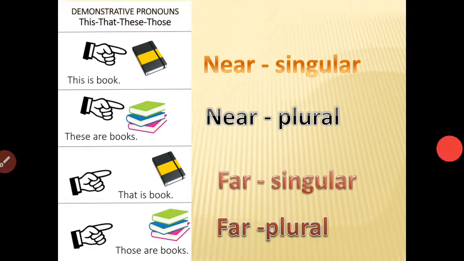For example, demonstrative pronouns are only 4: this, that, these, those. Now, "this is book" means that the book is only one and kept near me. "These are books" means these books are near to me, okay, and there are many books. So I will say these books. "That is book" means that book is far away from me and only one book is there. So that book. Now many books are kept far, I will say those books.